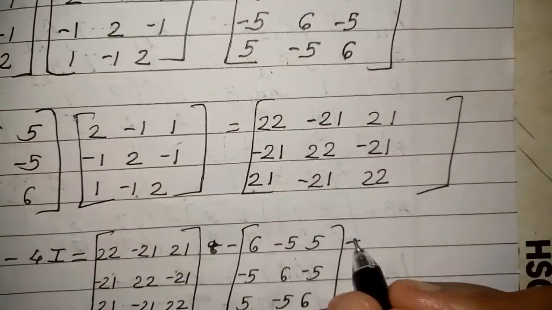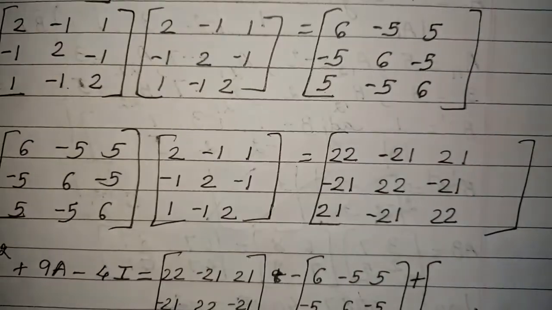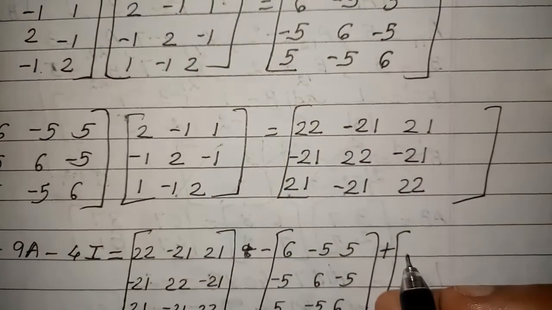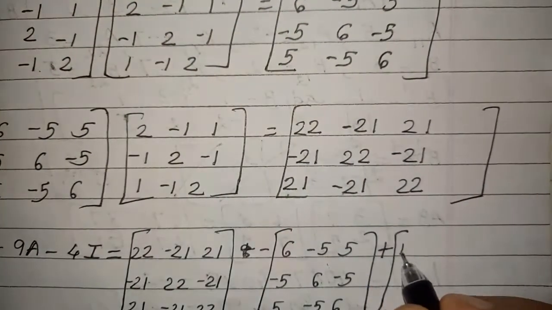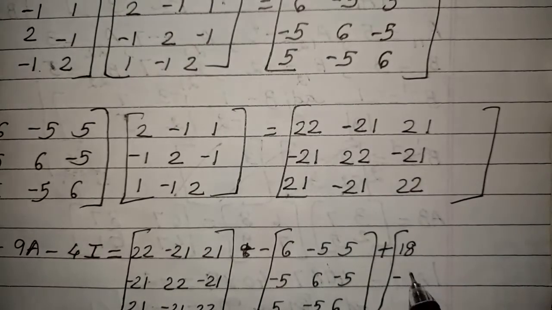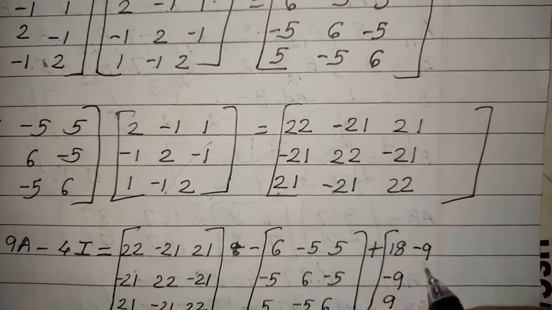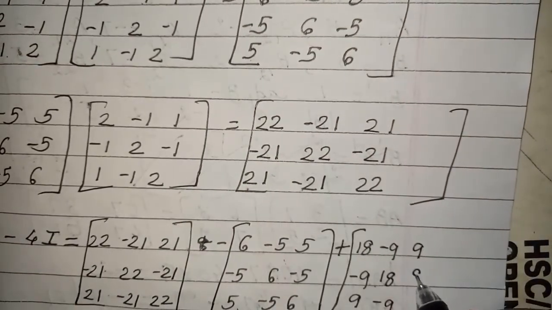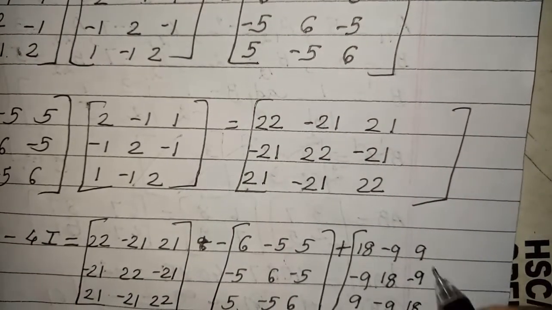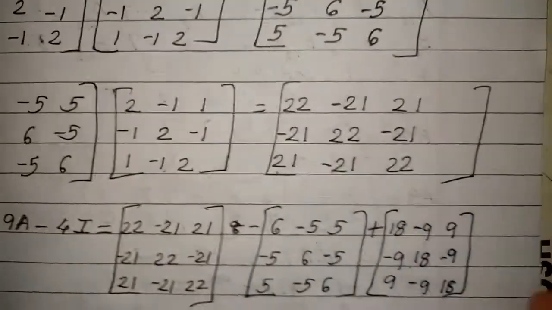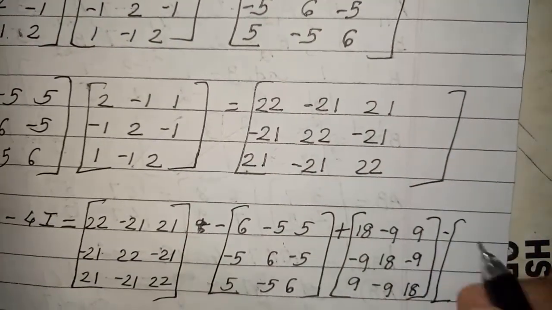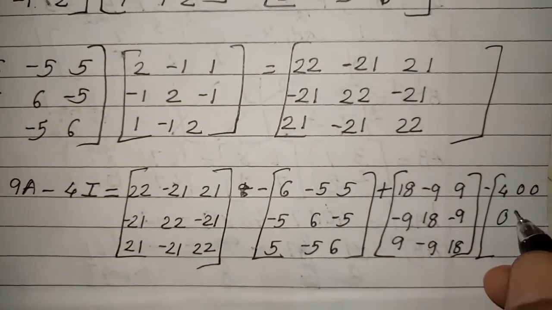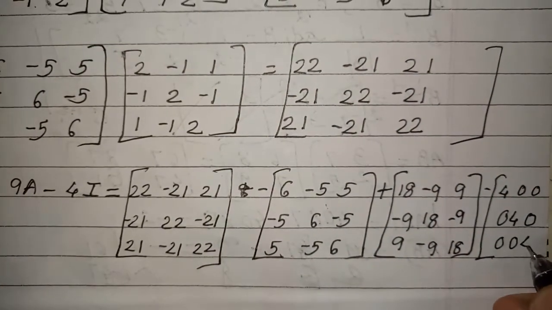Then it is plus 9a. 9a means what? 9 times your original matrix. So how much will it be? This is your a, no? You can look here. 18, 9, 9. Minus 9, 18. Minus 9. 9 minus 9, 18. Okay. Minus 4i. Minus 4i means what? 4 0 0, 0 4 0, 0 0 4.